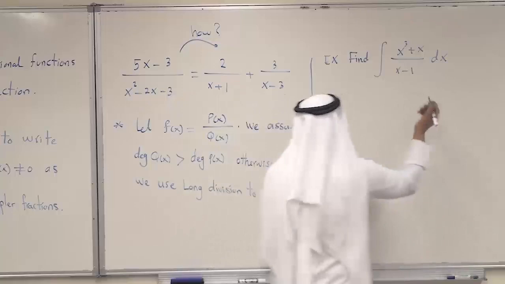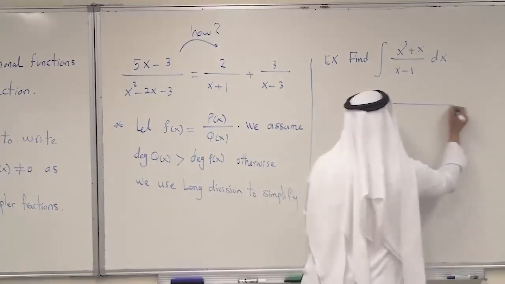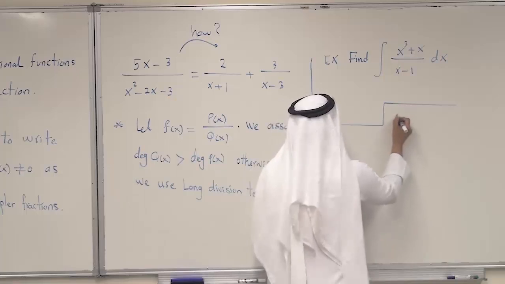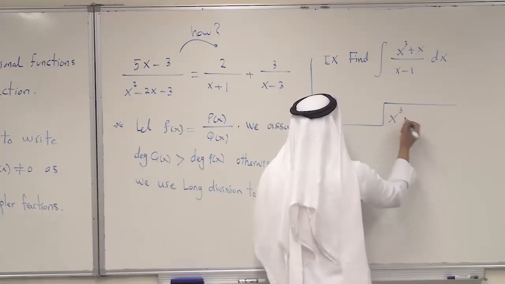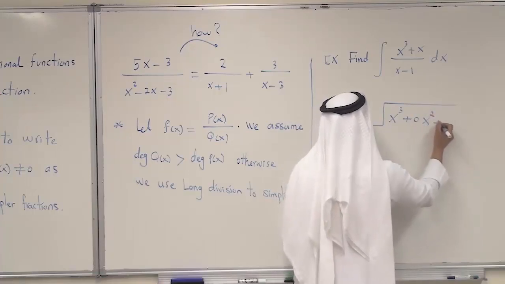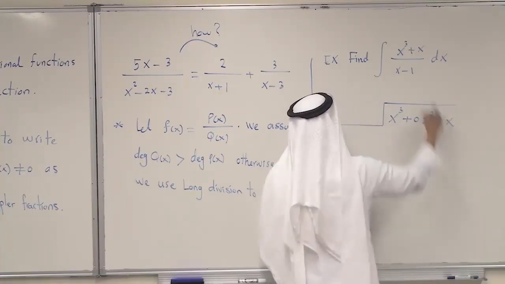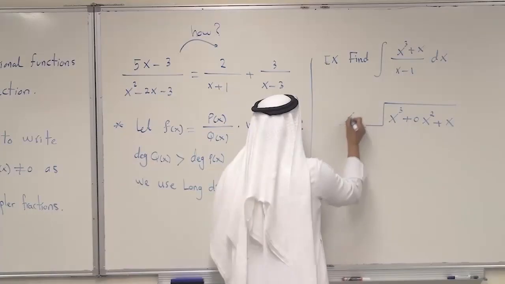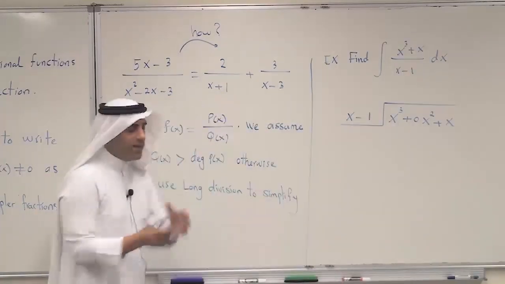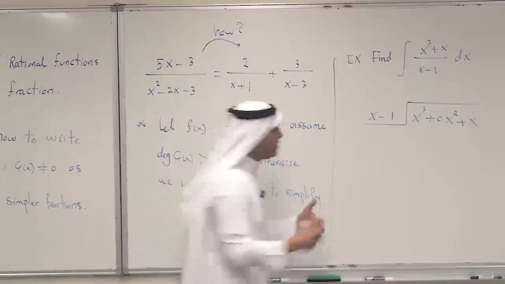Okay, if we are trying to use long division, then this is the thing we need to do. As usual, we need to have the x cubed here, the numerator, plus I will write 0x squared just to organize my work, plus x. Okay, that is x cubed plus x we have here. And the divisor here we have x minus 1. Then I start the process here to divide, to simplify.